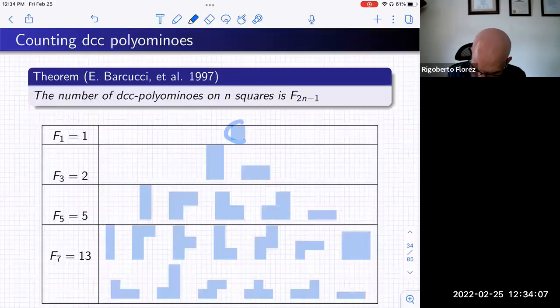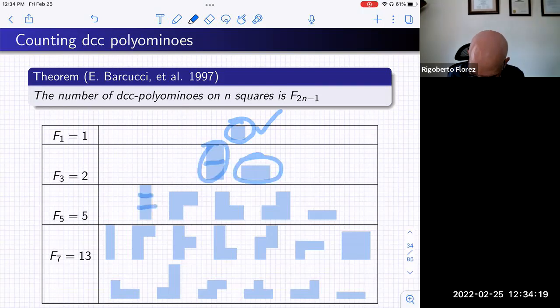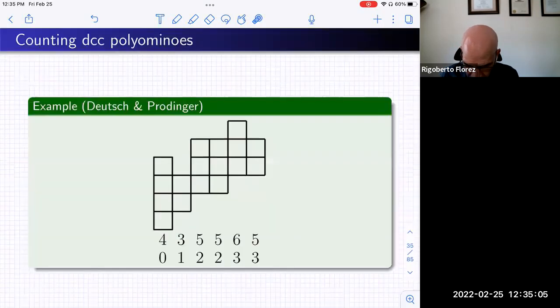Okay, let's see here. If we have one square, how many DCC polyominoes can we construct? Obviously, one. But if we have two squares, we can construct two. If we have three, we can construct 5. If you observe, these are basically Fibonacci numbers. It's the same Fibonacci formula that counts the total number of non-decreasing Dyck paths. It was proved in 1997 by Barcucci, the same person who discovered the non-decreasing Dyck path. But it was only 5 years later that other people discovered the relationship between DCC polyominoes and non-decreasing Dyck paths. It was not Barcucci, it was Prodinger and Deutsch.